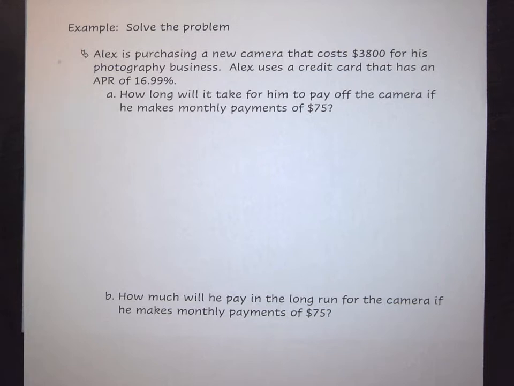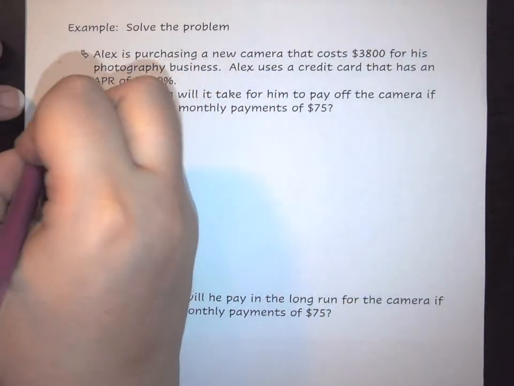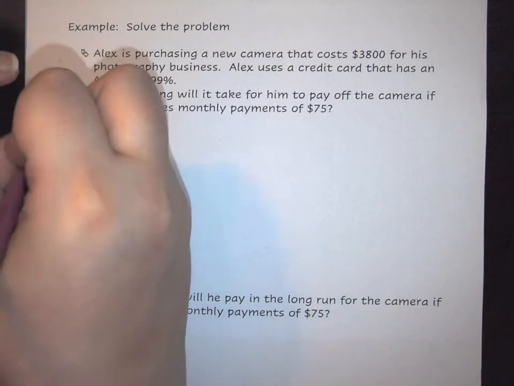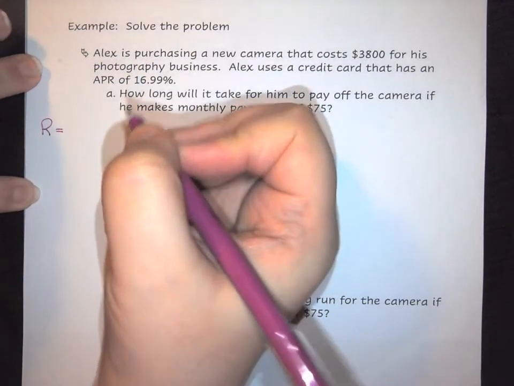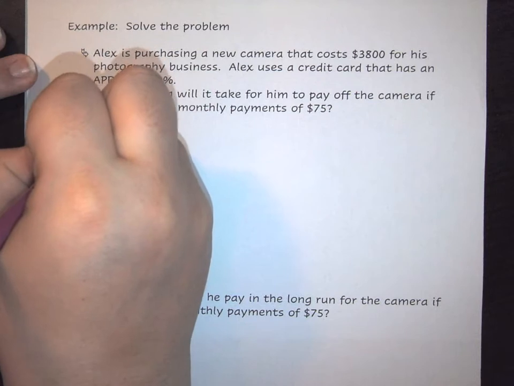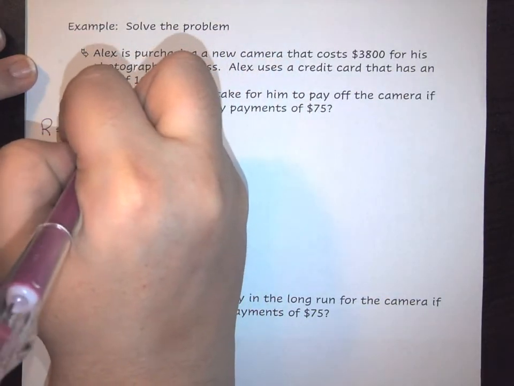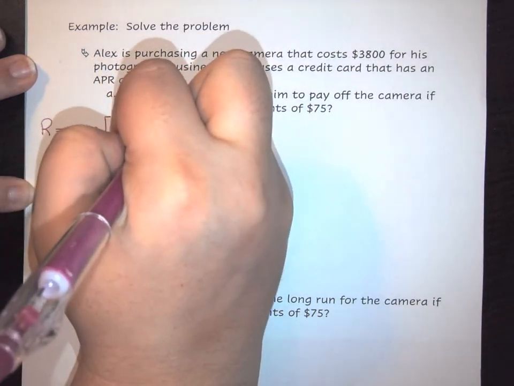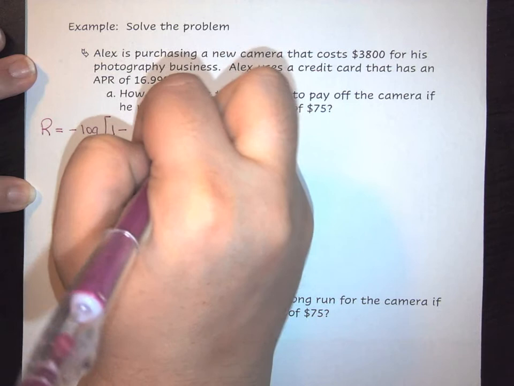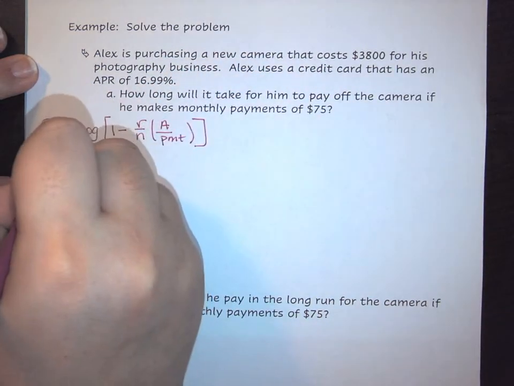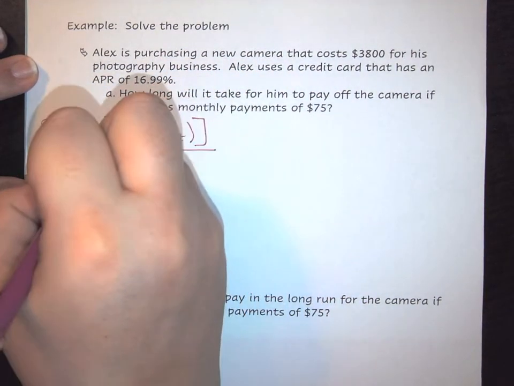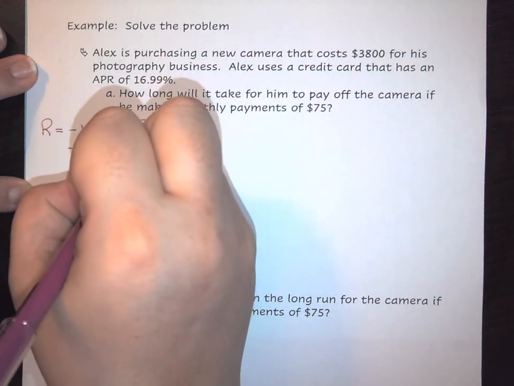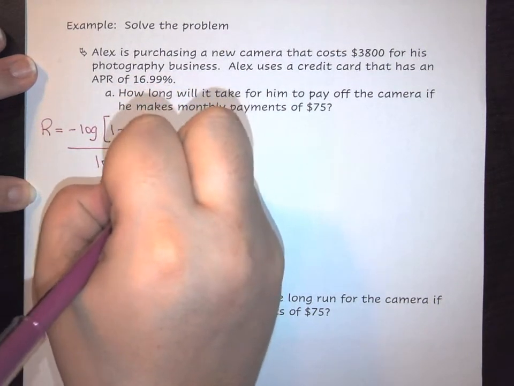So the first thing that we have to know is the formula that we are going to use. The formula we're going to use is this one. We have that n is the negative log of 1 minus R over N times A over your payment, and this whole thing is going to be over the log of 1 plus R over N.